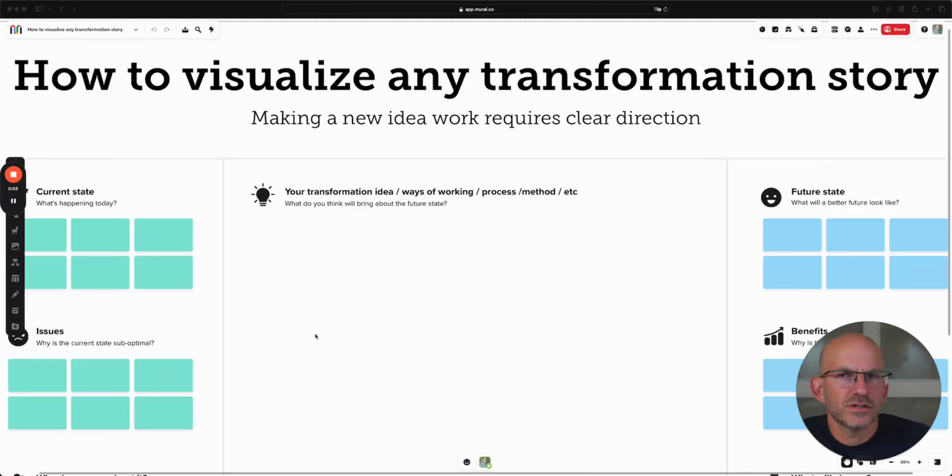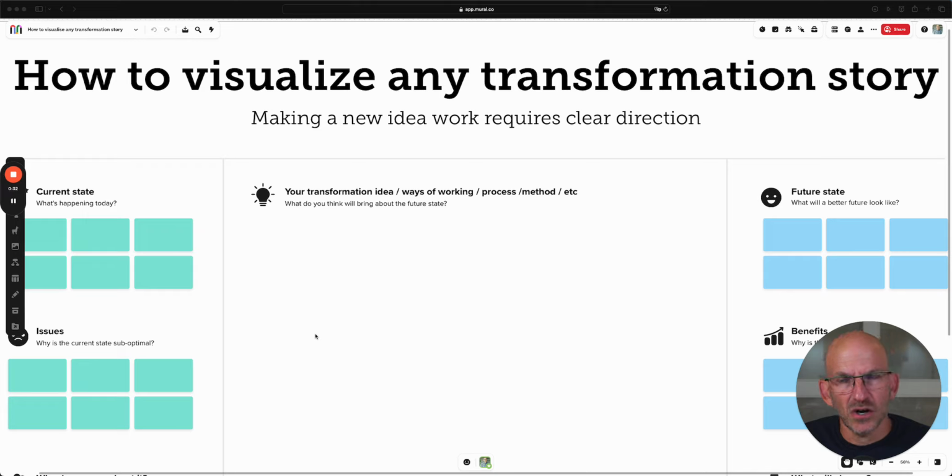Let's talk this week about how to visualize any transformation story. What I mean by transformation story is the narrative that you're going to put forward to try to get your team or your organization to implement a new way of working, a new process, a new methodology, etc., to get folks to resist the change less and increase its chance of success. Telling folks a compelling story helps them understand why we're doing this and what benefits they may see.